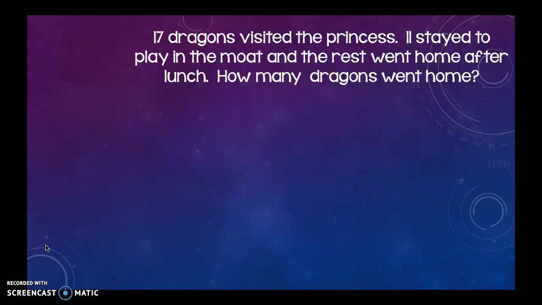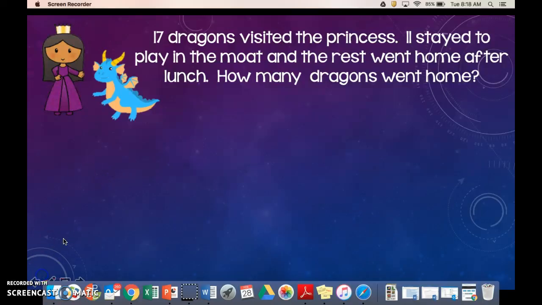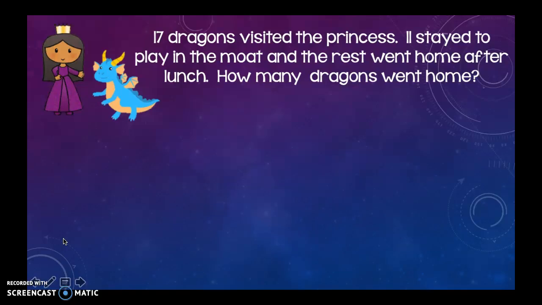17 dragons visited the princess. 11 stayed to play in the moat. That's the water that's around the castle. And the rest went home after lunch. How many dragons went home? I'm going to read it one more time, friend. 17 dragons visited the princess. Sorry, friends, I got interrupted. I'm going to read this problem again. 17 dragons visited the princess. 11 stayed to play in the moat, and the rest went home after lunch. How many dragons went home?